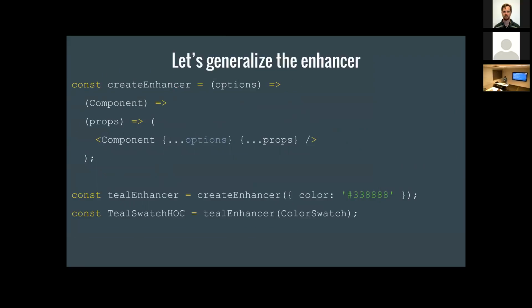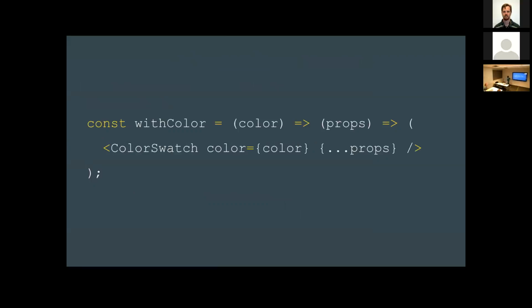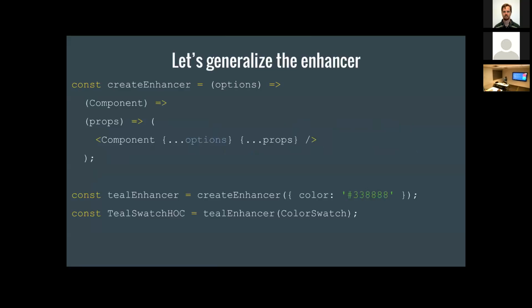So let's generalize the enhancer even more. We can have a createEnhancer function that takes options, returns a function that takes a component, returns a function that takes properties, and that will give us our enhanced component, so a higher order component. Why do that? If I go back, you see that we're still using the color swatch hard-coded in here. So we can generalize this and say, you know what, we're actually writing a function that's just createEnhancer. So define some options, bind it to a component, bind it with some new properties, and return that. And that is what I'm doing here.